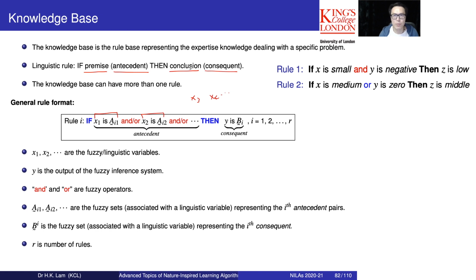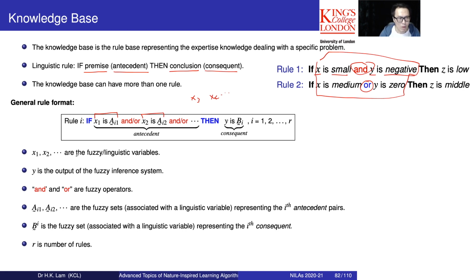But anyway, here we have two examples. Rule 1: if x is small and y is negative. So we have the fuzzy terms small and negative, two input variables x and y, and we combine these two statements with and. Then rule 2, instead of using and, we can use or. That means when we do the rule evaluation, we need to understand how we interpret and as well as or.